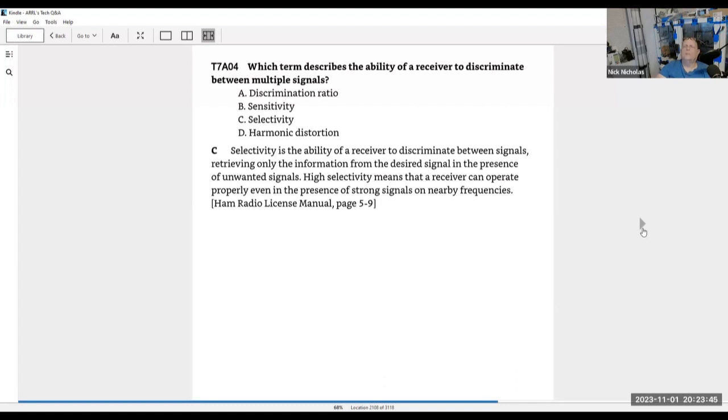Which term describes the ability of a receiver to discriminate between two signals? Remember, I told you that's selectivity. How we can select which one is which.